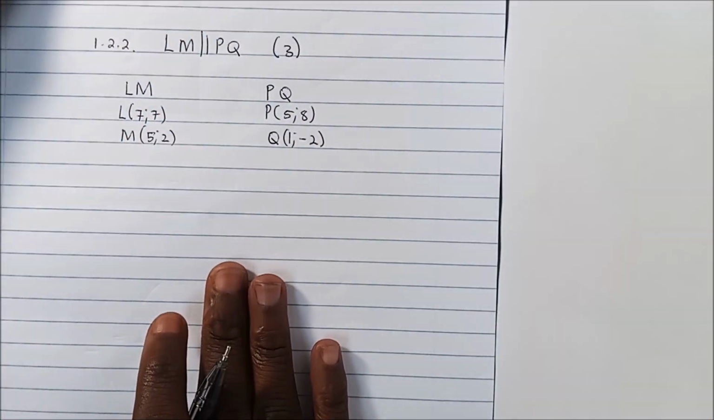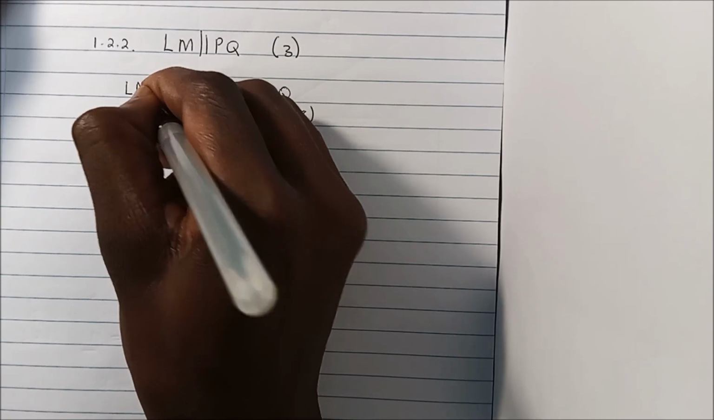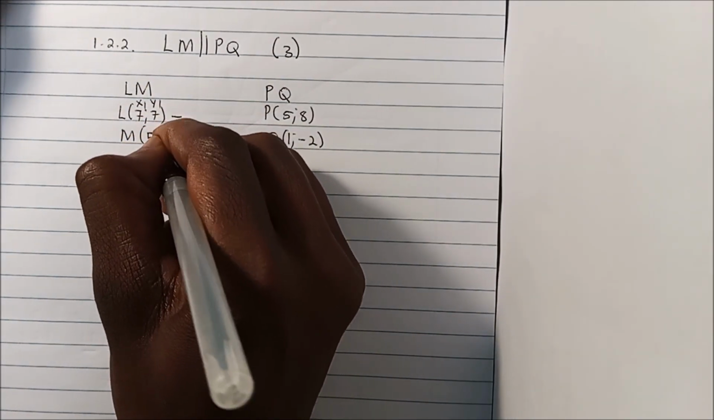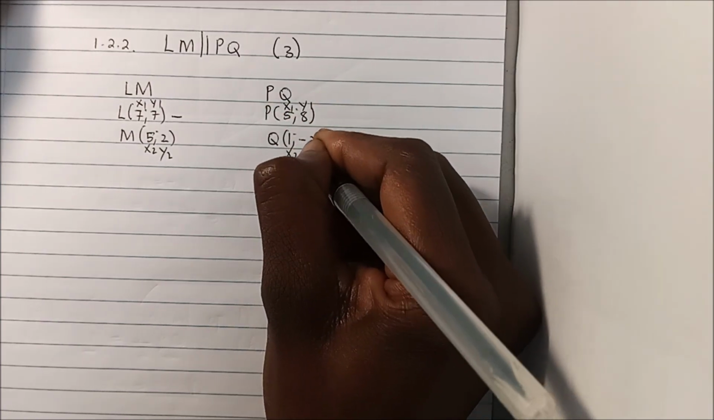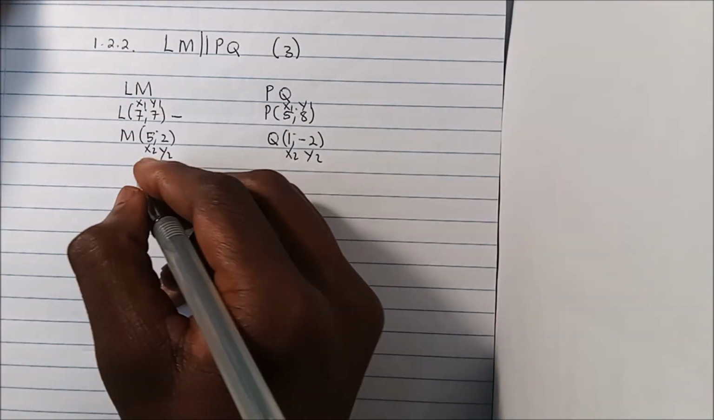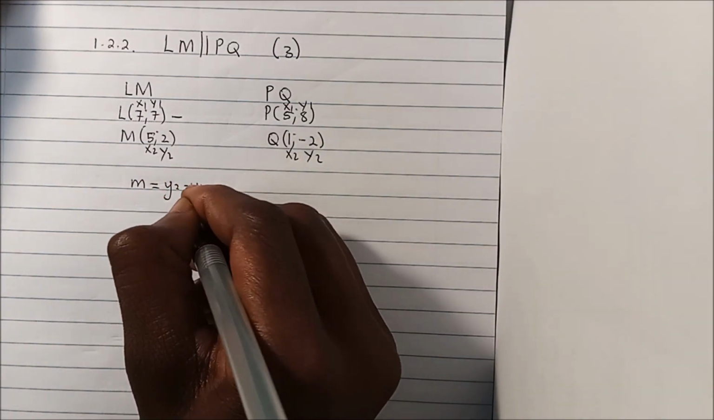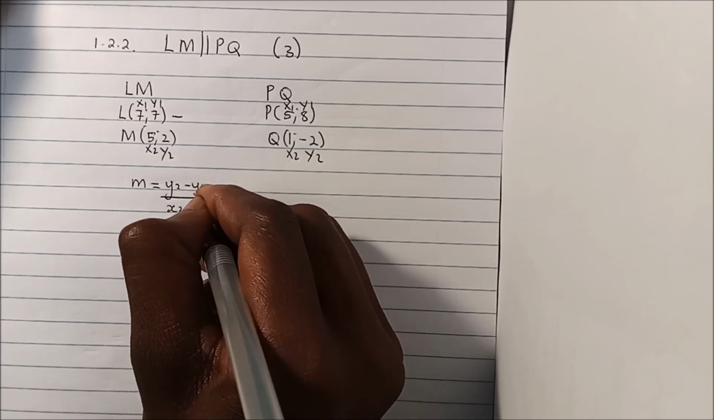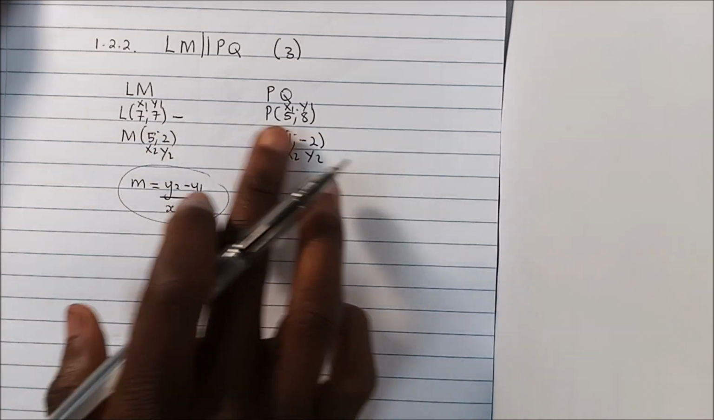And then the naming is up to you. You can make this one x1, y1, and this one x2, y2. The same here, x1, y1, x2, y2, or vice versa. It does not matter. Then we use the gradient formula, y2 minus y1 divided by x2 minus x1, for both points, for both lines.